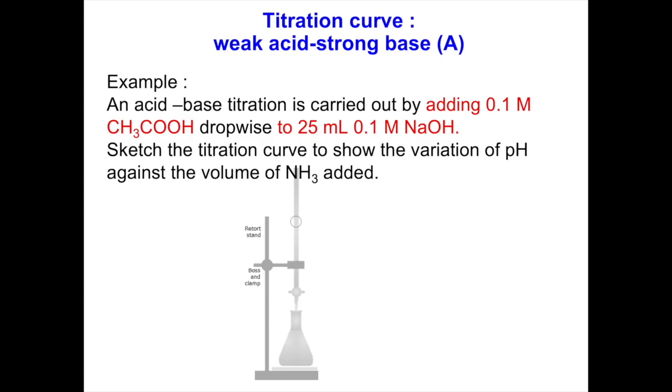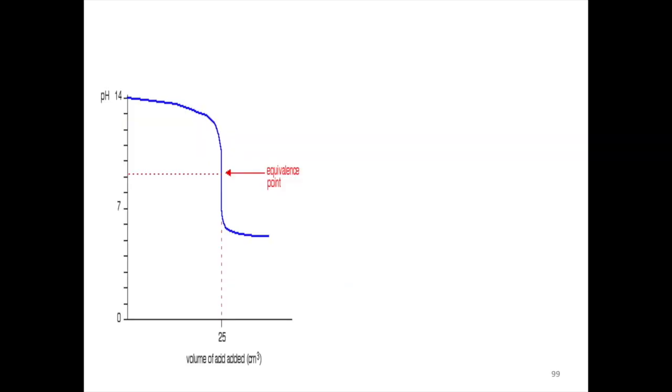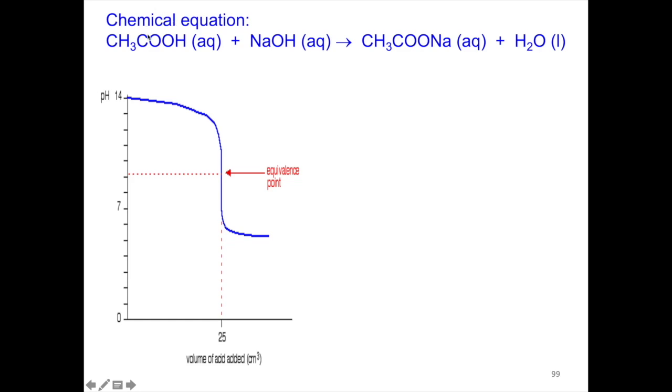Next is the titration curve for weak acid and strong base. At this time, the titrant is CH3COOH, so we put that in the burette, and the analyte is NaOH, so we put that in the conical flask. It is a different titrant and analyte compared to the previous example. Here is the chemical equation: CH3COOH plus NaOH, we get CH3COONa plus H2O.